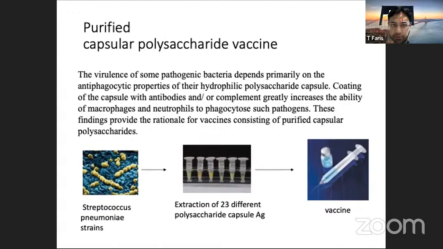The purified capsular polysaccharide vaccines depend on the status of your immune system. If your immune system has robust activity of polymorphonuclear cells or phagocytes like macrophages, yes, you can have this one. But if you are immunodeficient or immunocompromised, you are not advised to take this type of vaccine.